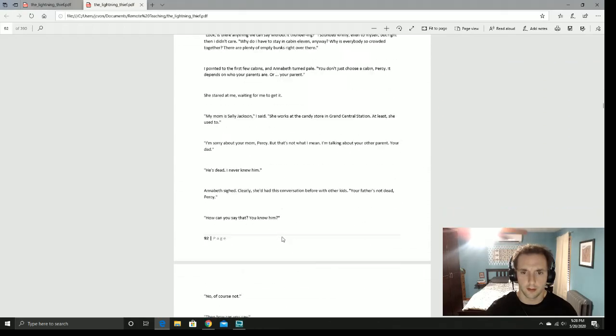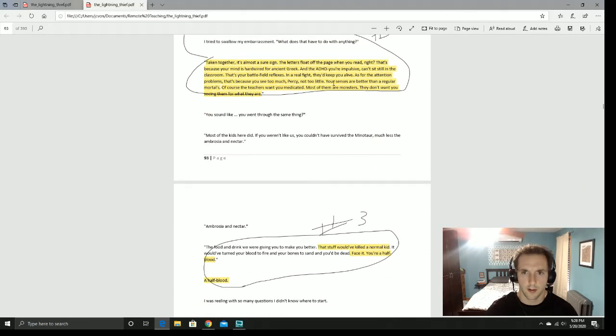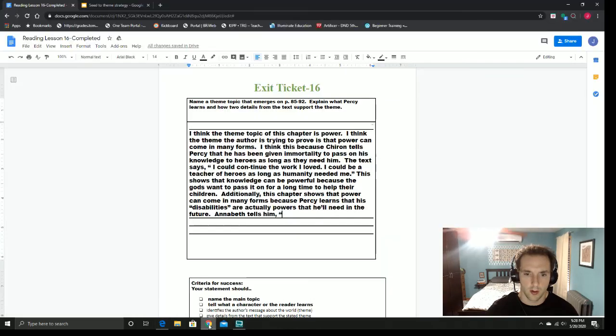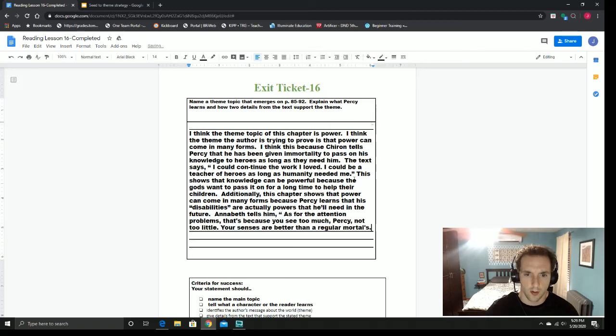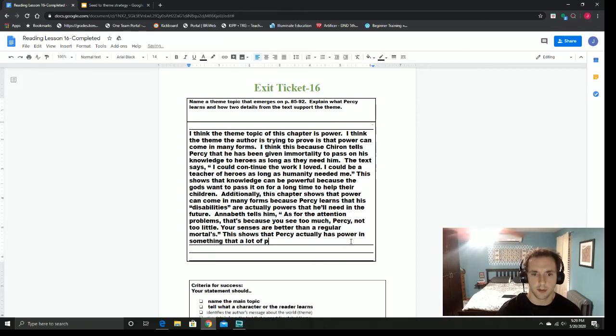Let's go back and find it. Right here. "As for attention problems, that's because you see too much, Percy, not too little. Your senses are better than a regular mortal's." This shows that Percy actually has power in something that a lot of people think would be a disadvantage.